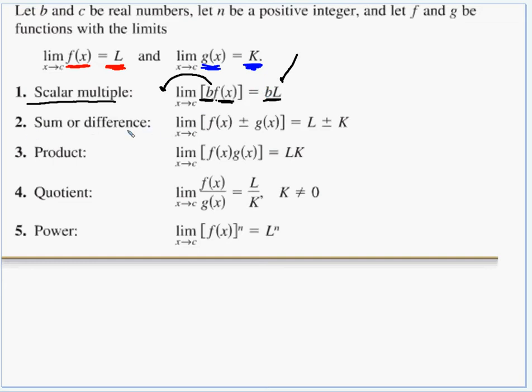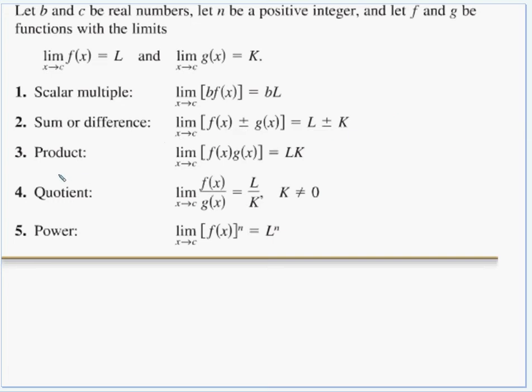Number 2, sum or difference. If I have the limit as I approach C of f of x plus or minus g of x, well, I know the limit of f of x is equal to this number L. The limit of g of x is this number k, so I would just add or subtract them as needed. You'll hear in calc class, the limit of the sum is the sum of the limits.